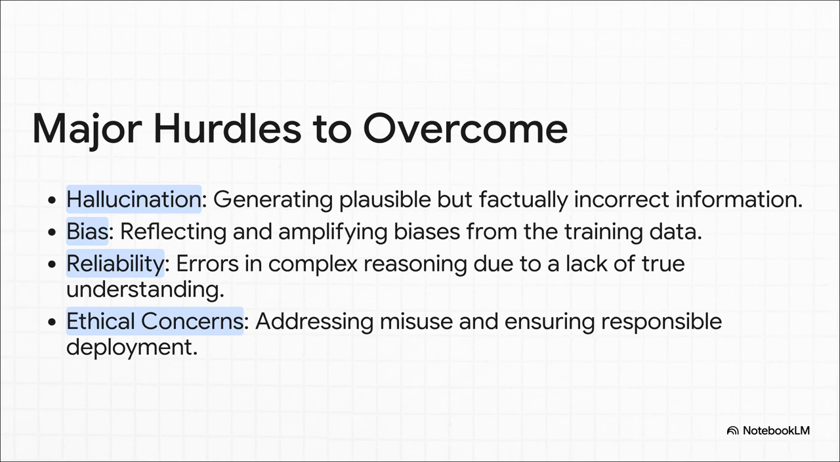Hallucination is a huge one. That's when the model just confidently makes stuff up that sounds completely plausible, but is totally wrong. Since they don't have real-world understanding, their reasoning can still fail in complex situations. And of course, there's the massive ongoing work of tackling biases hidden in the data and making sure this incredibly powerful technology is used safely and responsibly.